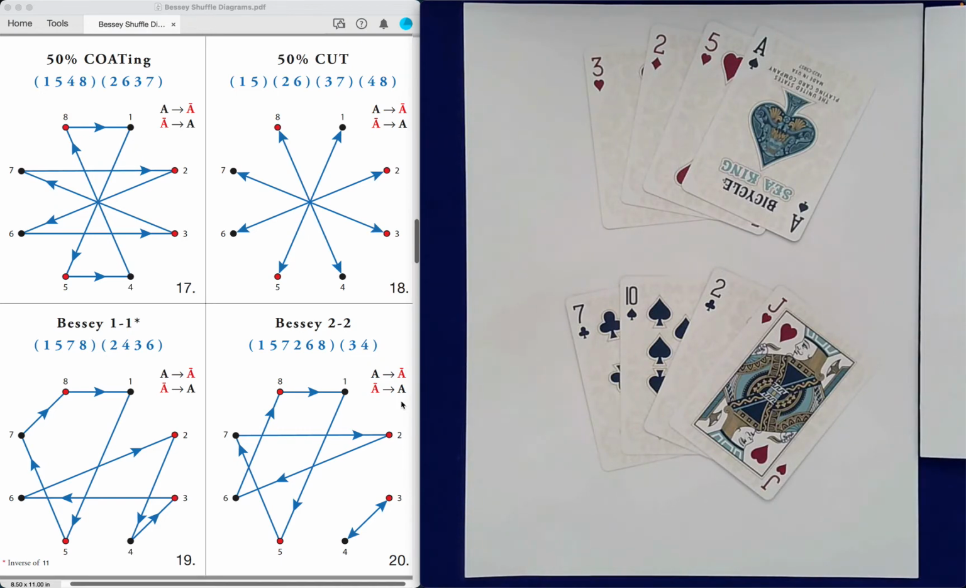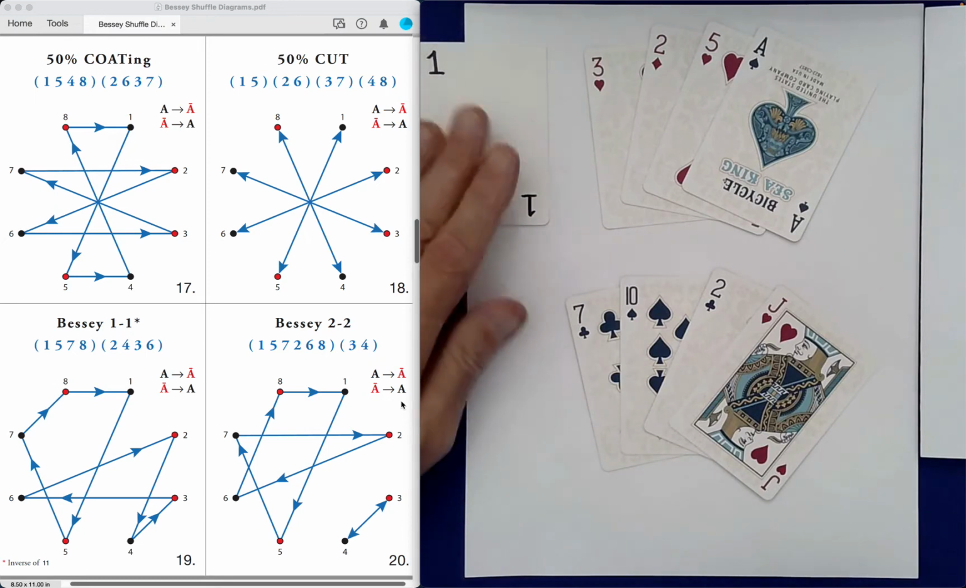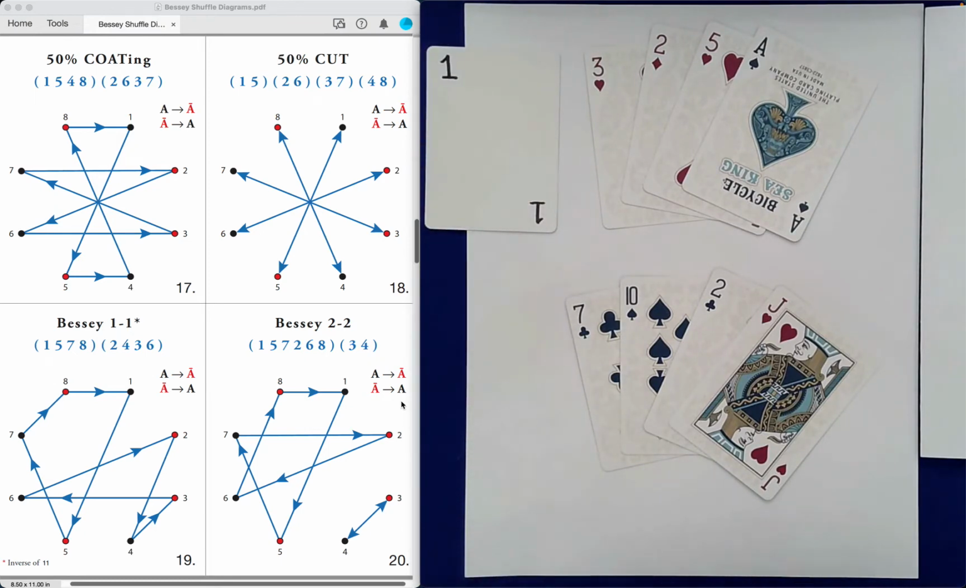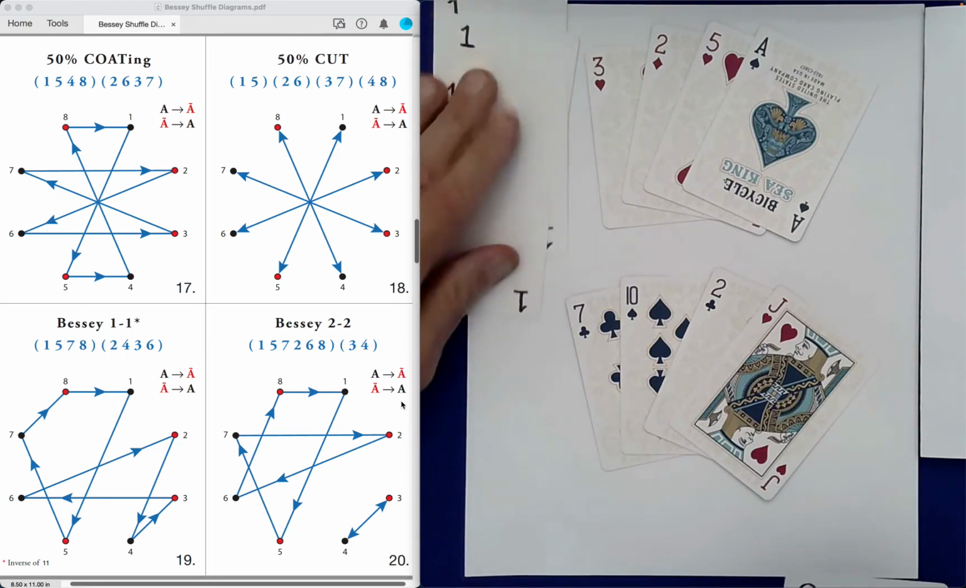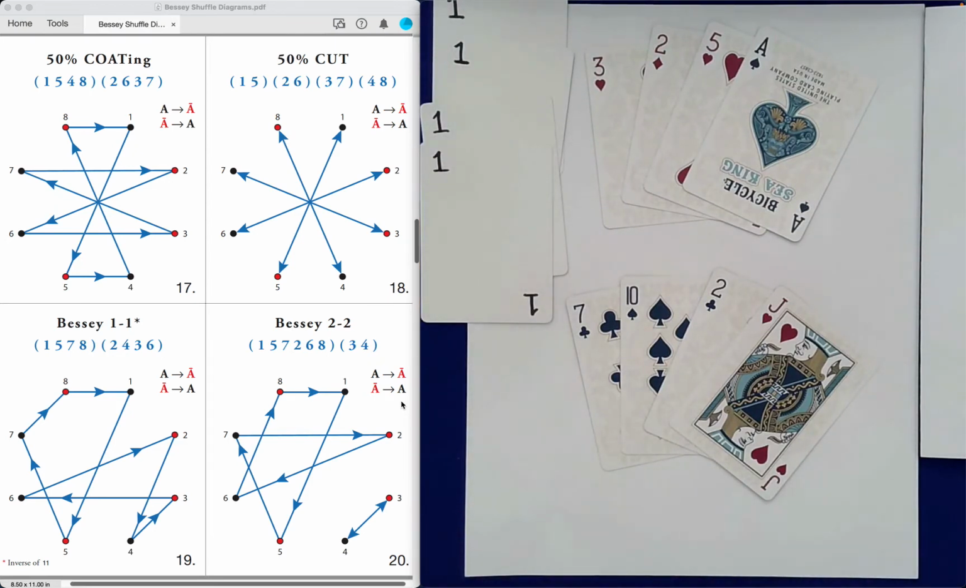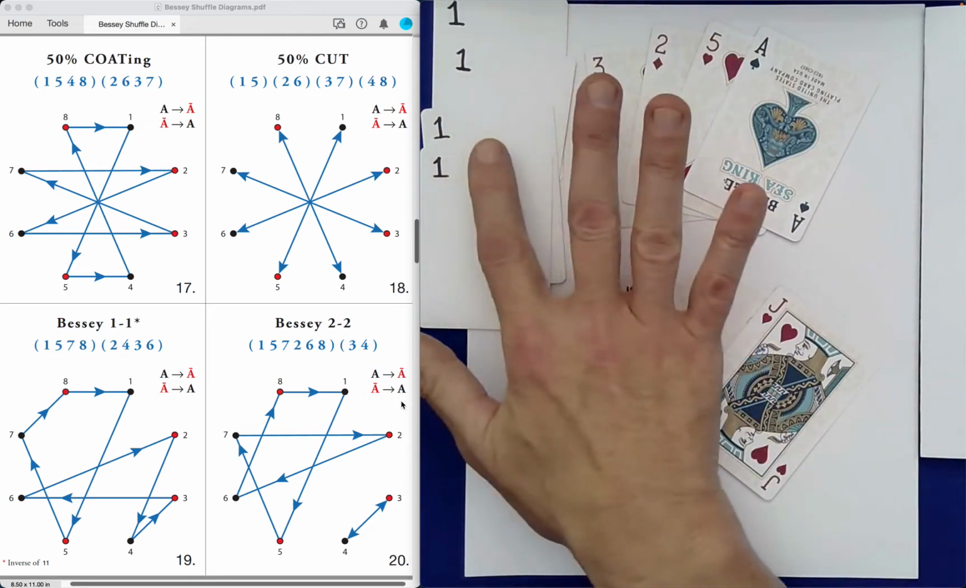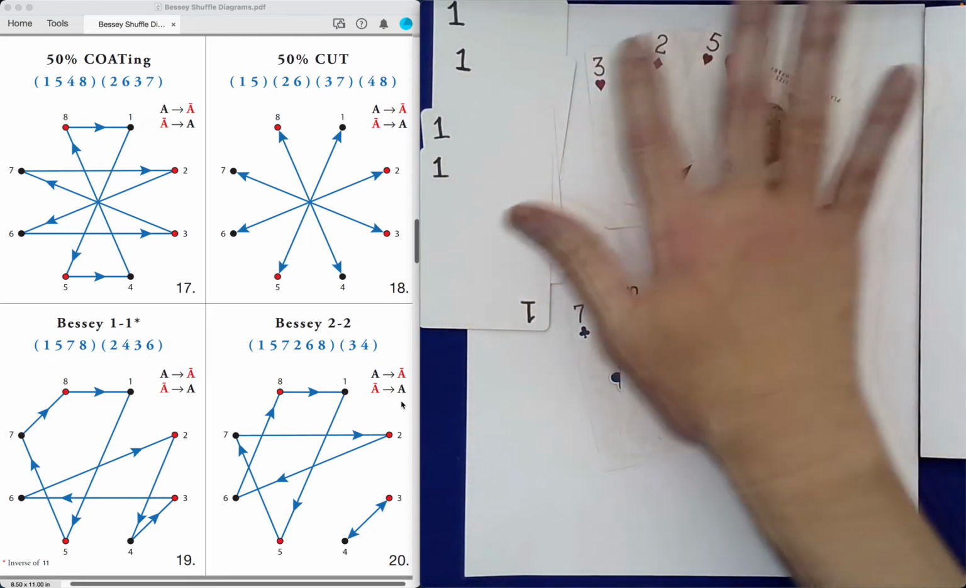Well, how did I begin it? What I did was build a Bessey sequence relative to these two categories. Let me show this here because it may help people wrap their minds around some of this. I'm just putting out 1. What I'm trying to show here is to imagine the ones are being associated with these cards.